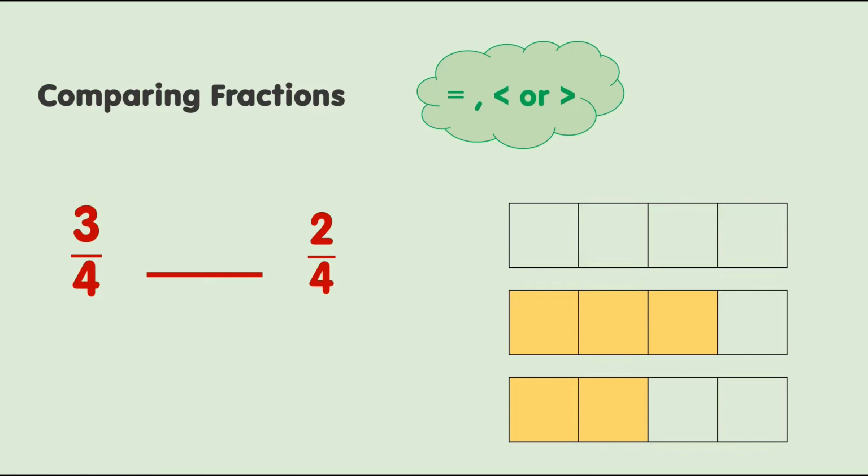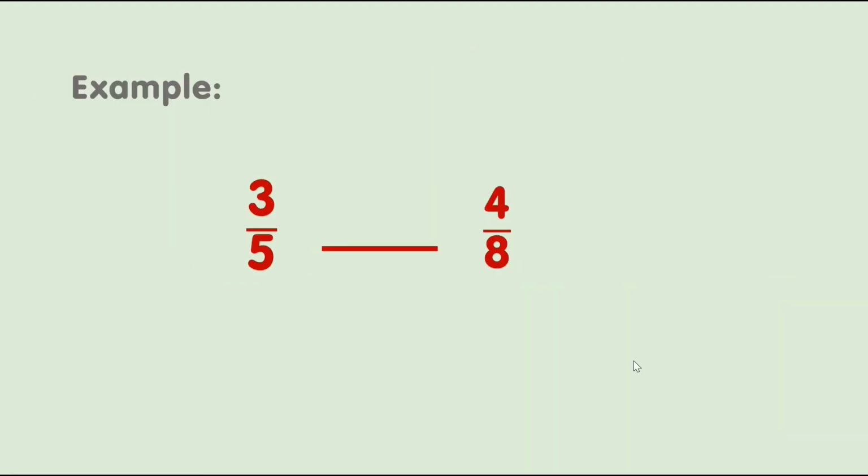Yeah? Which one of the shaded parts takes bigger space? We see 3 out of 4 here is bigger because it takes more space. So 3 out of 4 is bigger than 2 out of 4. But it's not always that simple. For example, we see in this case between 3 out of 5 and 4 out of 8, the denominator is different, so we have no way of telling which one is bigger.